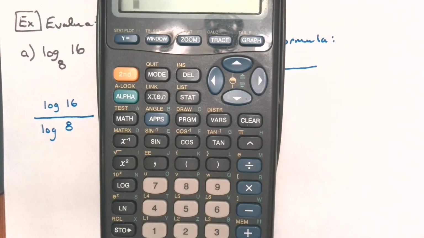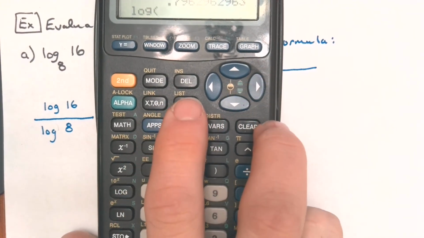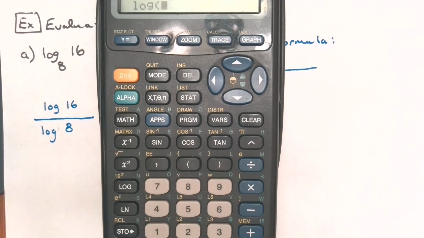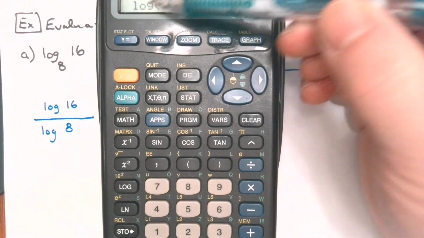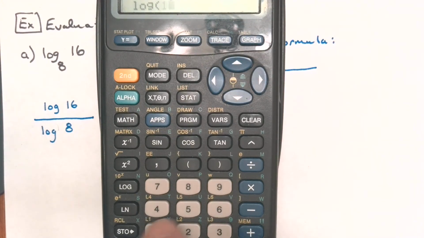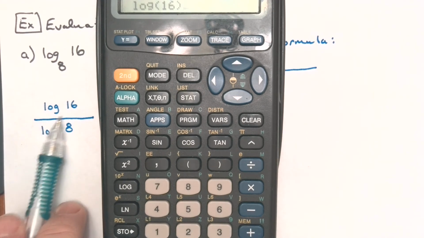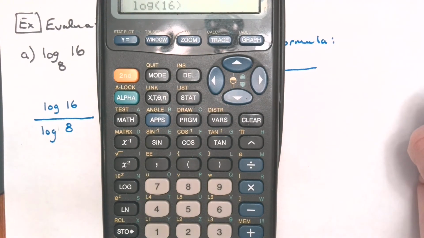And then using our log button here, I'm going to do log of 16. So you just hit the log button. When you do that, the calculator, on most calculators, will say log, sometimes with a parenthesis there. And we want to do log of 16. And then I'm going to close that parenthesis off. So log base 10 of 16, hit the log button, and then in the parentheses do a 16.